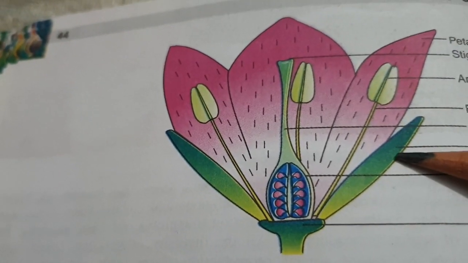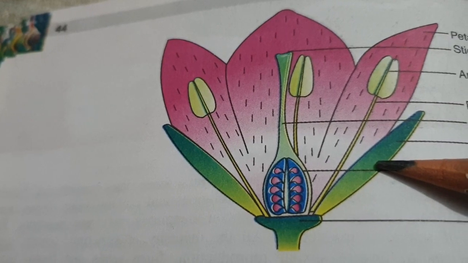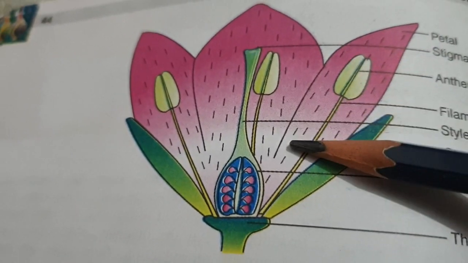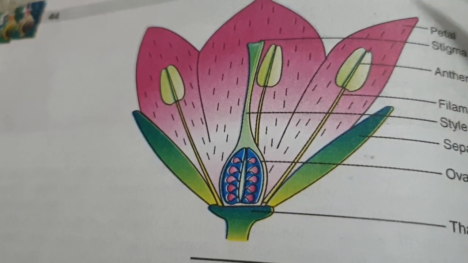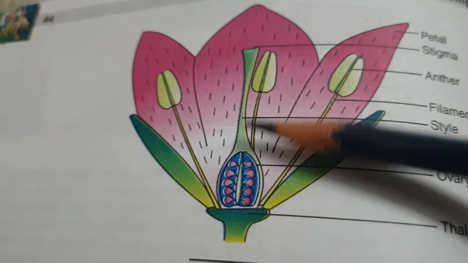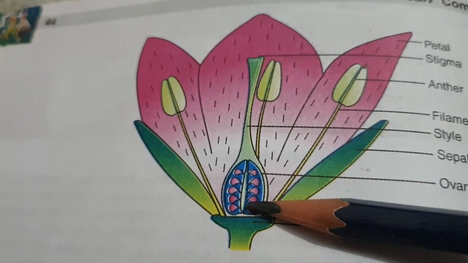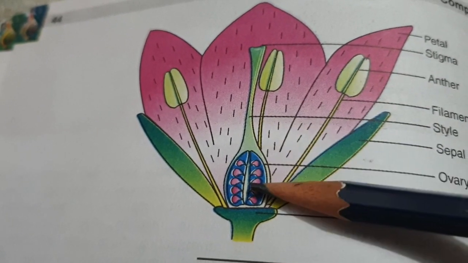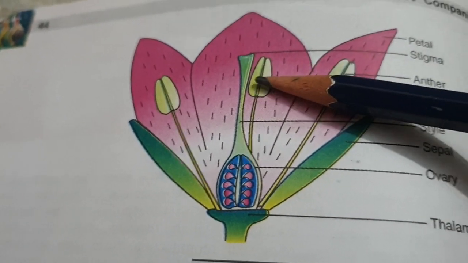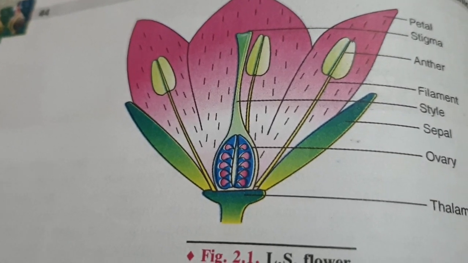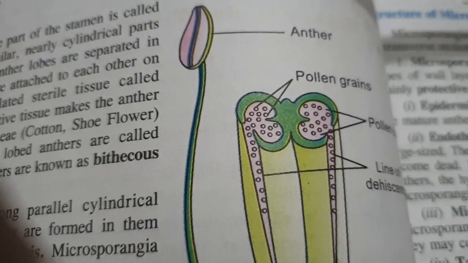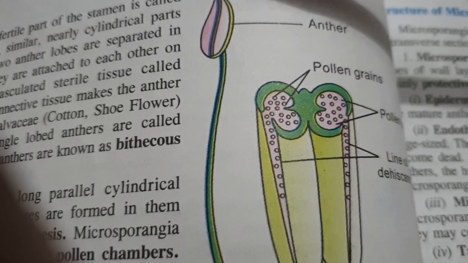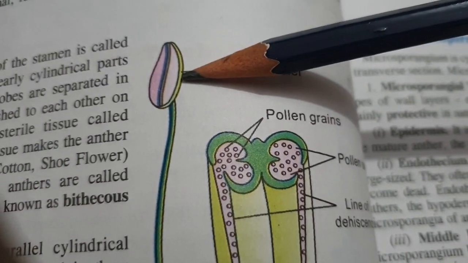Now the calyx, which is green in color, will definitely be taking part in photosynthesis. The colorful part helps in pollination, attraction of insects. This is the male reproductive structure, and this is the female reproductive structure. As we are discussing sexual reproduction, we will definitely discuss in detail these two structures of an angiospermic flower.